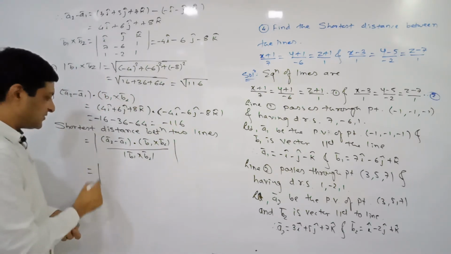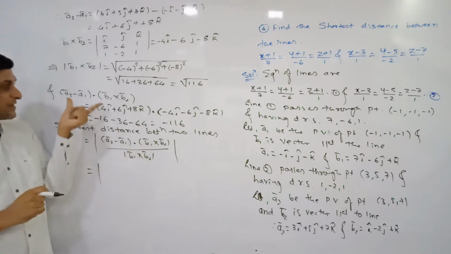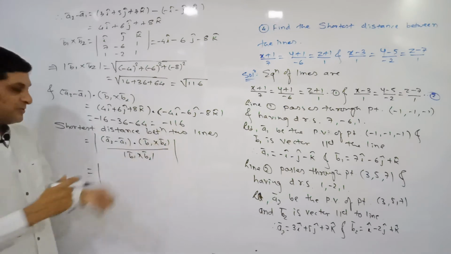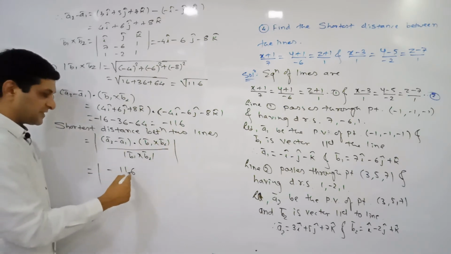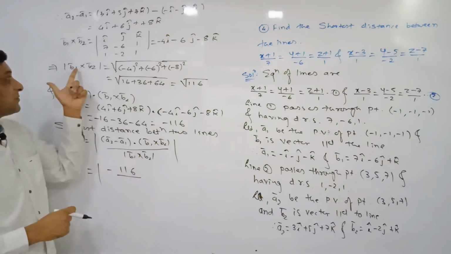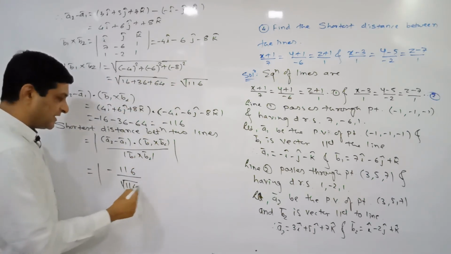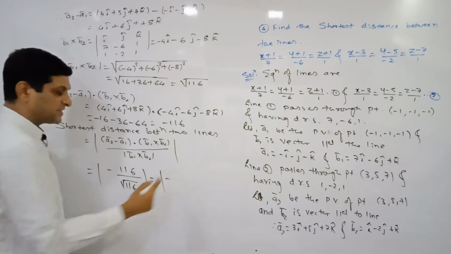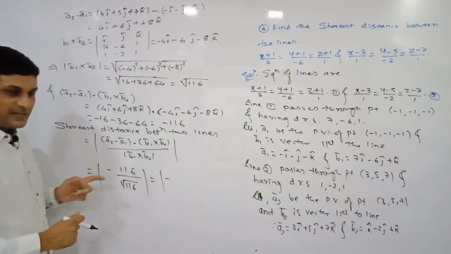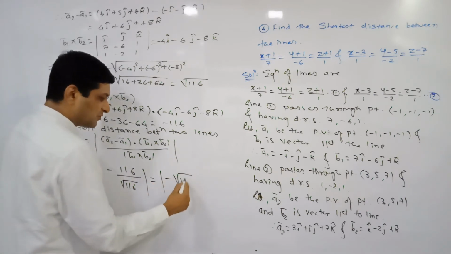Let us substitute these values in this formula. In the numerator we are substituting the value of the dot product, which is minus 116. In the denominator we substitute the magnitude of b1 bar cross b2 bar, which is under root 116. So we get minus, keep it as it is, we are taking the difference here, 116 upon root 116, which is equal to root 116.